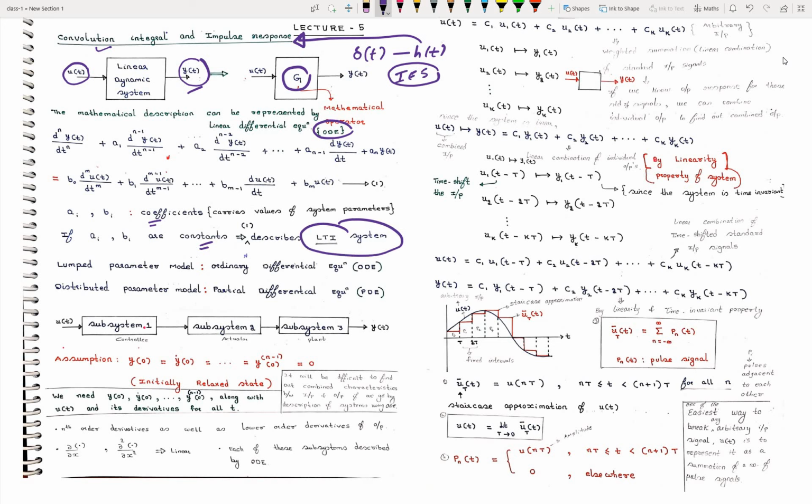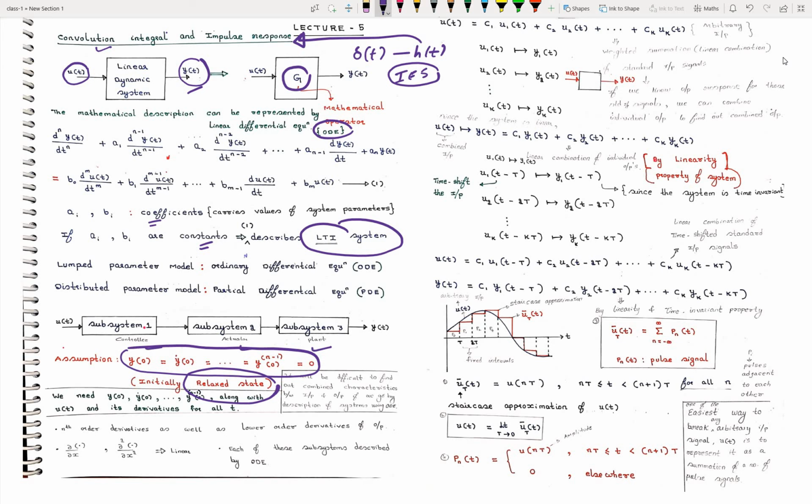In the basic block diagram representation of a control system, we have input and output. In between, we have the controller, actuator, and plant. And we represent everything in terms of ODEs: controller in terms of ODE, actuator in terms of ODE, plant in terms of ODE. Okay, system description by ODE. Then it becomes difficult to find the combined characteristics between input and output. So to reduce the complexity, we have chosen the convolution integral. Okay, so one of the assumptions we take here is that the initial conditions are zero. If we take initial conditions as zero, it is known as the relaxed state.